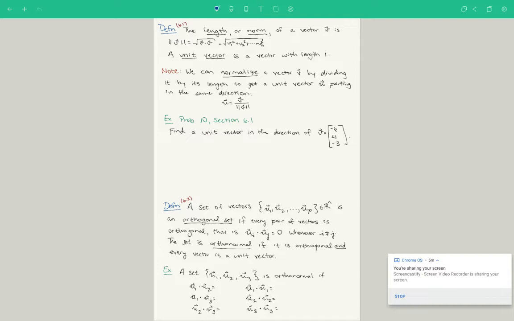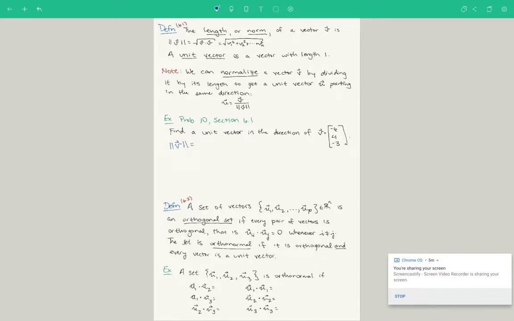So let's try this out. This is problem 10 from section 6.1, and it wants you to find a unit vector in the direction of this vector -6, 4, -3. So in order to do that, we first want to find the magnitude of this vector v.